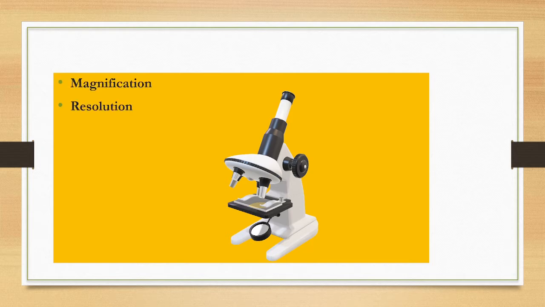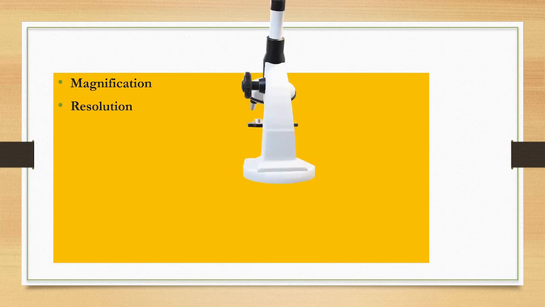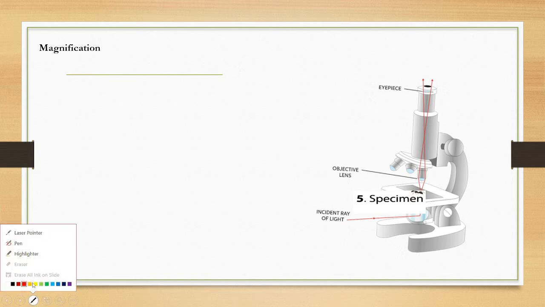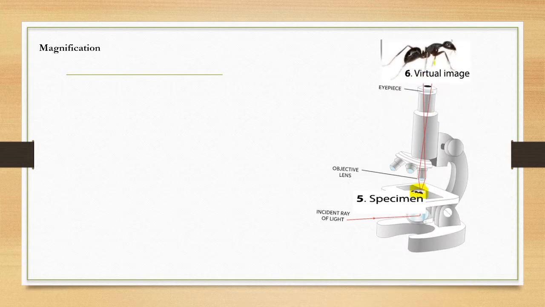So in this video, we are going to discuss the basic concepts of magnification and resolution. So let's look at what magnification is. This is a compound microscope, and this is a specimen we are looking at. When viewed through the microscope, we will get a larger image.